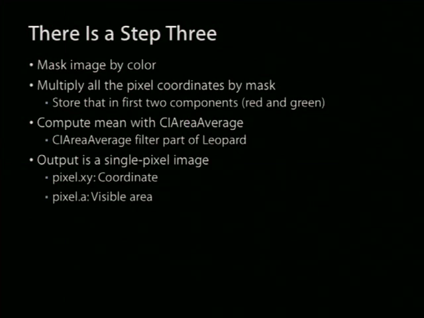Another interesting detail there is that the output of the CI area average filter is a single pixel image. It's an image that's 1 pixel wide and 1 pixel high. The reason for that is, on GPUs, it's really hard to get data from one stage to the next if it's not an image. So, let's make it an image. It's floating point, so it should just work. So the output of that filter is a single pixel, and the pixel has in the first two components the coordinate, and in the alpha component, the visible area, which we use for the distance estimate.